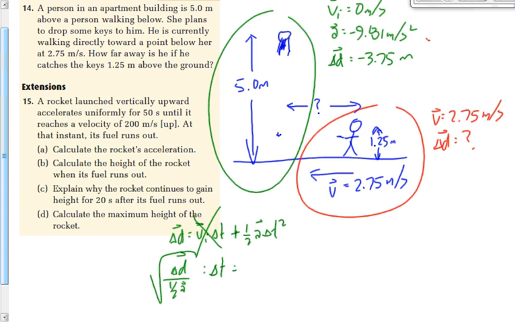Hey, I'm not looking for T, but I can find it. Maybe that's going to help me. Maybe it's not. But it's something at least. Displacement is negative 3.75 divided by 1/2 of negative 9.81. Can you guys calculate that for me, please? 0.87 seconds. Okay, how is that useful to me? Or is it?